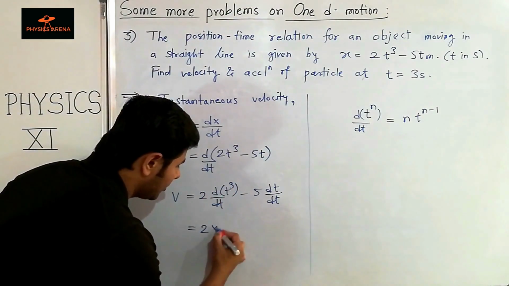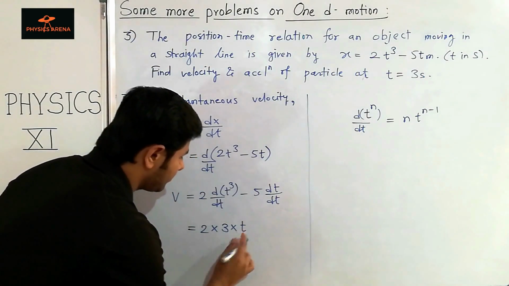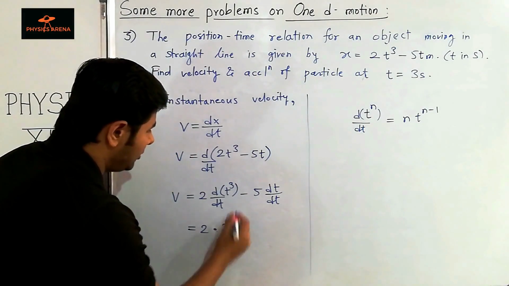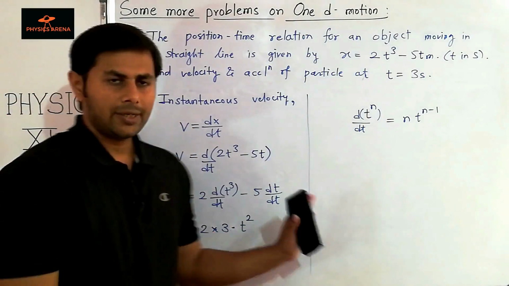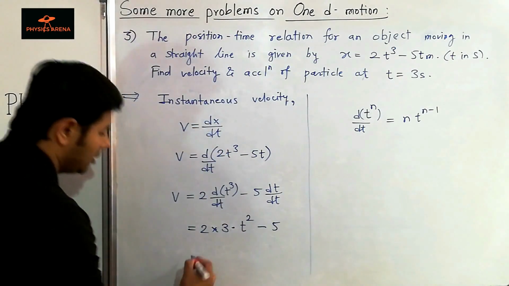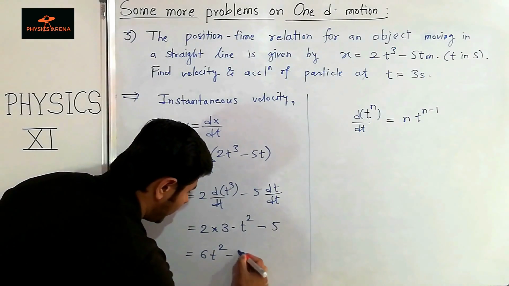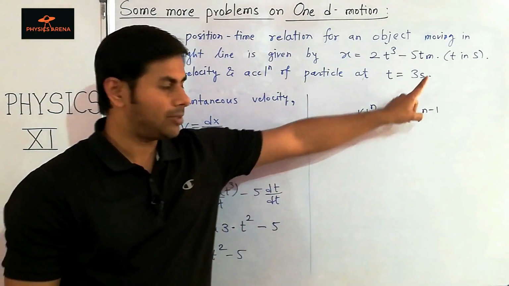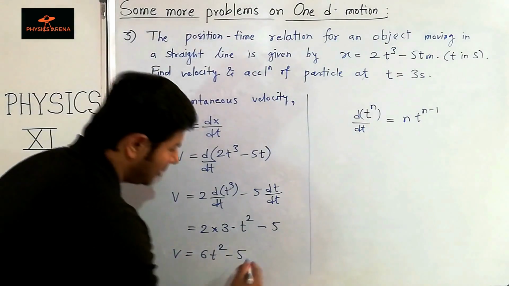So here the value of n is 3, so d by dt of 2 t raised to 3 will be equal to 2 times the n, which is 3, into t raised to 3 minus 1, which is 2. So 2 into 3 into t square minus this 5. So this is equal to 2 times 3 is 6, 6t square minus 5. This is v. And position is in meters, time is in seconds. So units for velocity should be meter per second.